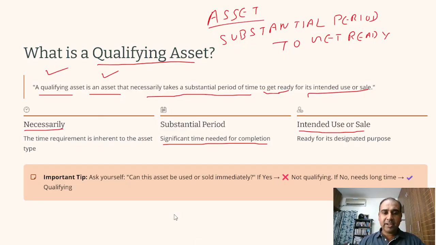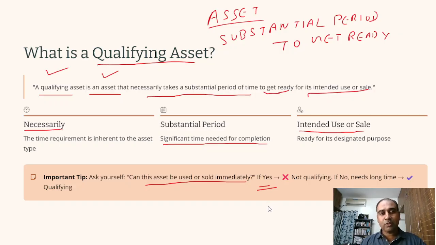Now, a few things that you can ask yourself: can this asset be used or sold immediately? If I am going to buy an asset with a loan option, can I use the asset immediately? If the answer is yes. For example, you are going to purchase a car on a loan, on an EMI option. The moment you purchase the car, it will be already registered with the RTO. You can immediately use the car from the same day from the showroom itself. You can drive it back home.